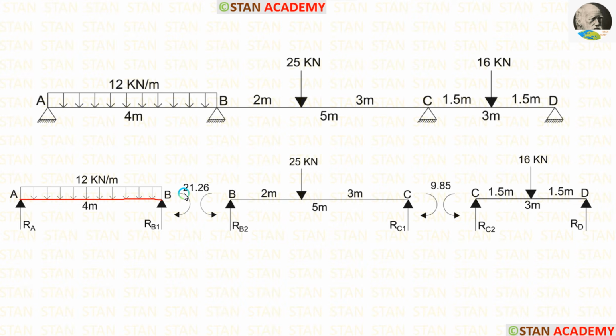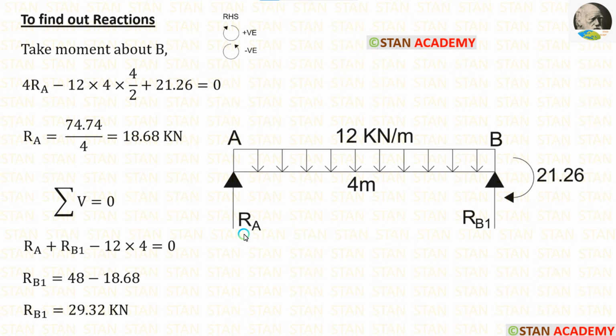In the span AB, there is only one moment MB which is acting in the clockwise direction. In the span AB, first I am going to calculate RA. For that I am going to take moment about B. In this case I am moving towards right hand side. Clockwise will be positive and anticlockwise will be negative. The vertical reaction RA is acting towards the point B in the clockwise direction, so it will be positive, and the distance is 4 meter, so 4 RA.